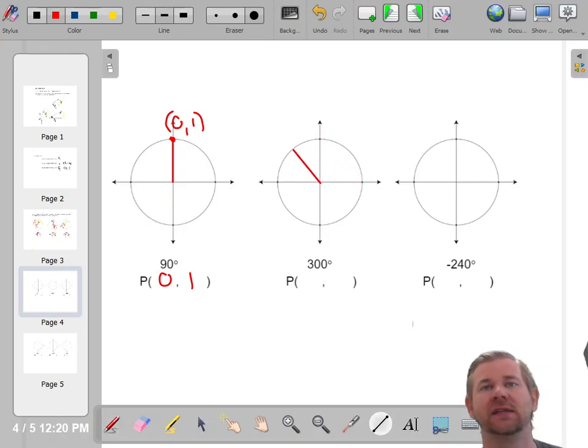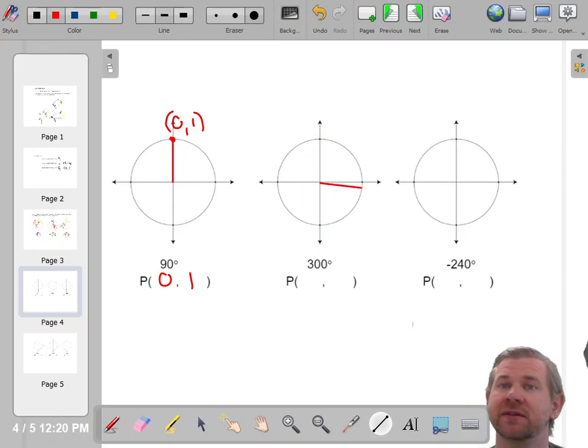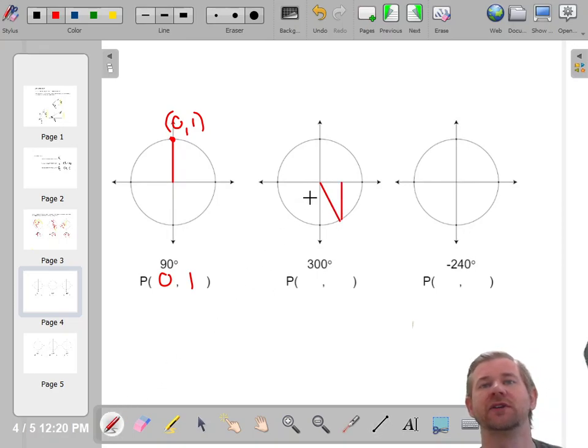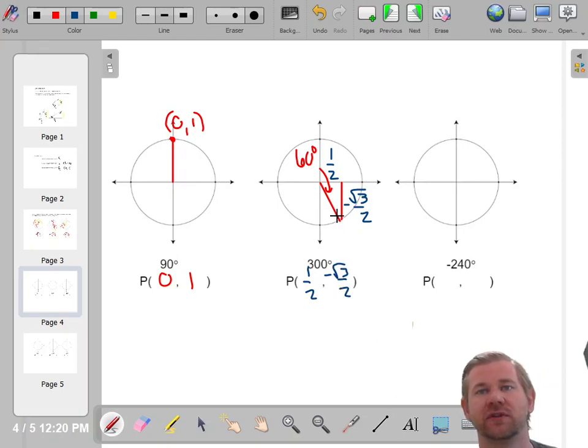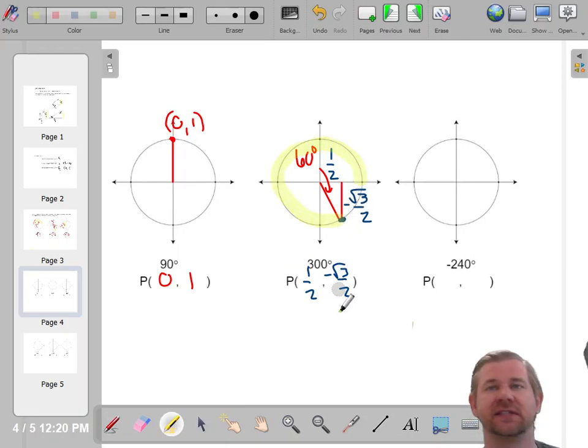0, 90, 180, 240. 360 is all the way around. I didn't make it that far. I only went 300 degrees. So 300 degrees means the reference angle is 60. So across from 60 is the long leg, radical 3 over 2. That means the short leg is the x, and y is negative in the fourth quadrant. So 1/2, negative radical 3 over 2 is the ordered pair right there. So we went 300 degrees around, and we were just 60 degrees short.